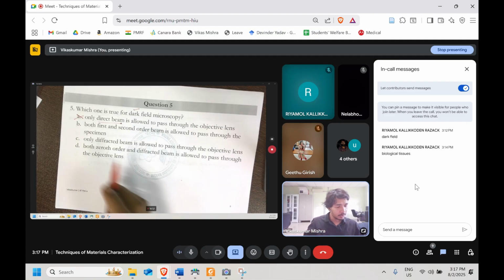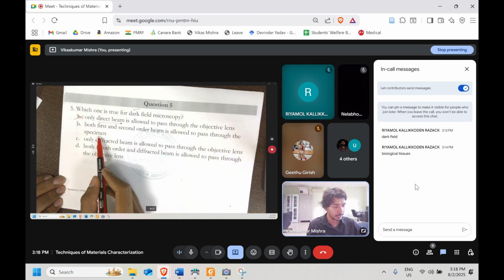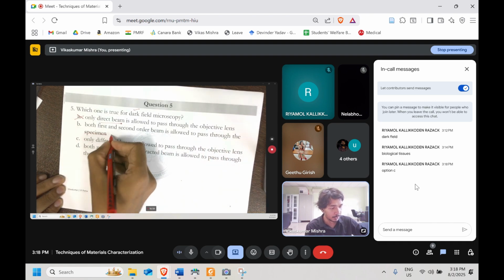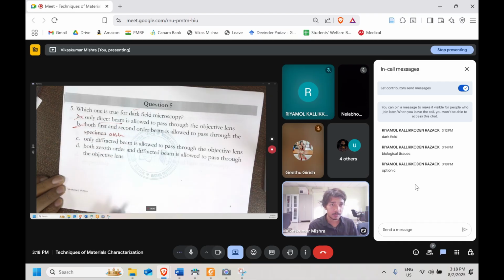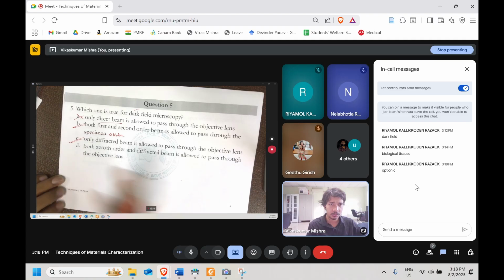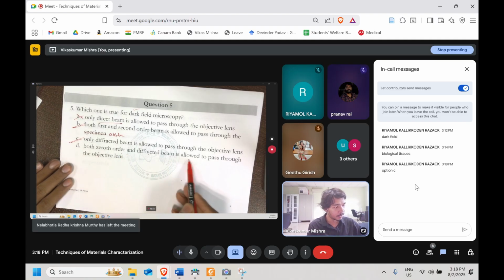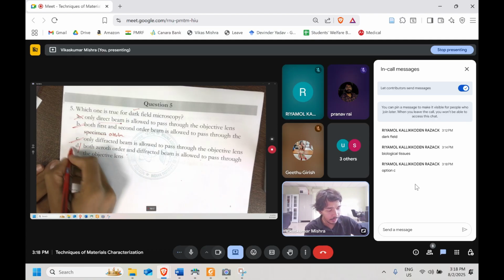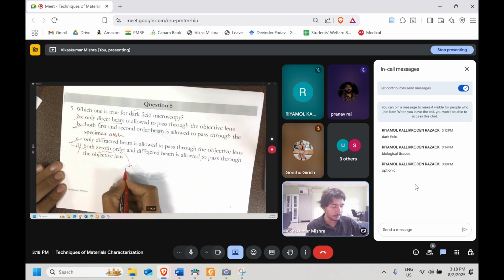Okay. So this question is telling that both the first and the second order beam is allowed to pass through the specimen. Sorry, it should be objective lens. Option C, only the diffracted beam is allowed to pass through the objective lens, right? That too the first order. The zeroth order and the diffracted beam is allowed to pass through the objective lens. Again, it's incorrect. Zeroth order means the direct beam. If this is passing, it's a bright field.